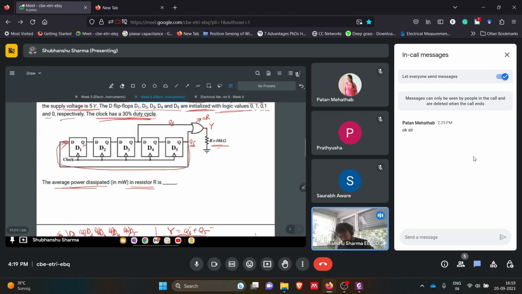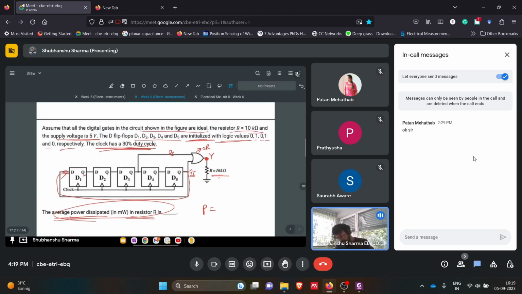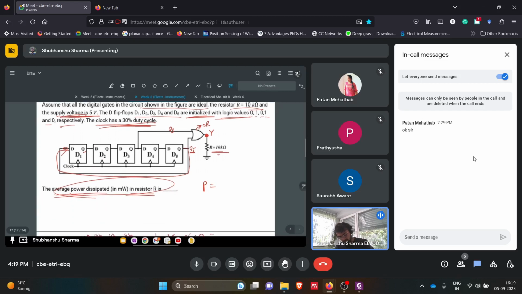So ultimately we have to calculate the power. Power will be from this output, and logic 1 means level high, and that will be the high voltage, the 5 volt that is given as the supply voltage in the question. So what will be the power? The voltage across this, V square by R. Whenever this will be 1, that means it will be 5. So this will be 5 square by 10k.